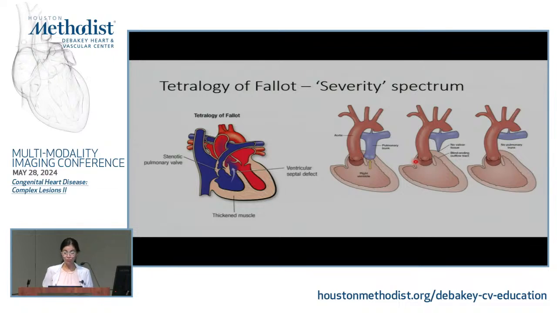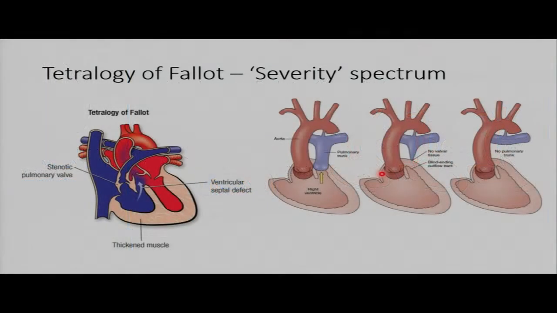Okay, so the tetralogy of Fallot, are they all the same? Yes, so that's the hard thing about congenital heart disease, that even patients with the same condition can be very different. So when we are in the face of a patient with tetralogy of Fallot, what things can be different? Let's start with anatomy. Size of the VSD or severity of RVOT obstruction. Yes, so the key thing is the severity of the RVOT obstruction, right?